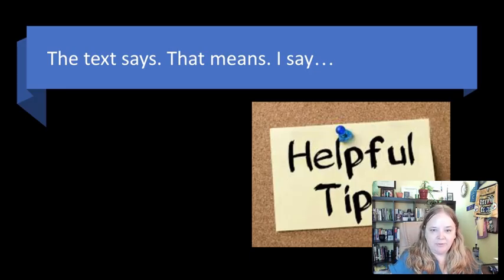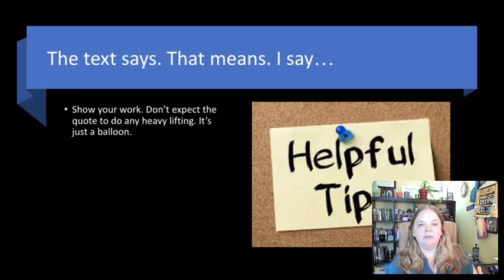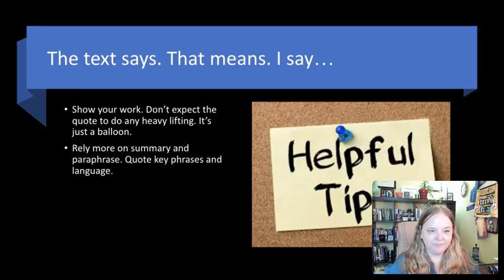Here are some tips for doing this in a positive way. First, showing your work. You have all heard that in math class, right? You have to show your work. How did you get to the right answer? Well, the same is true when you're writing. Don't expect your quote, your evidence, to do all the work. It's only a supporting cast member, but you have to make sure that you have included all that supporting information around it so that it makes sense and helps strengthen your argument.